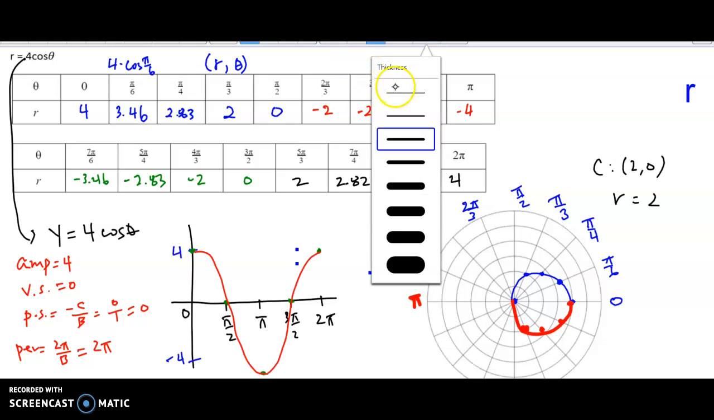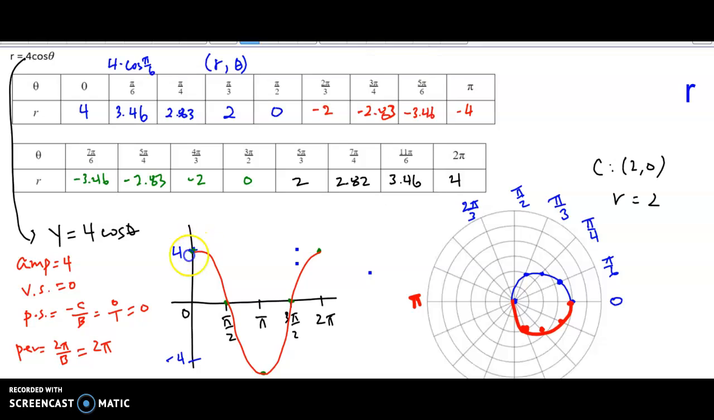So if you look at the trig graph that I gave you right here, if you follow along, remember when we draw a cosine graph at 0, we start at the peak. So it's at 0, 4. Now, the 0 is the angle, 4 is your quote-unquote R value. This point right here is actually over here. I want you to make that connection.